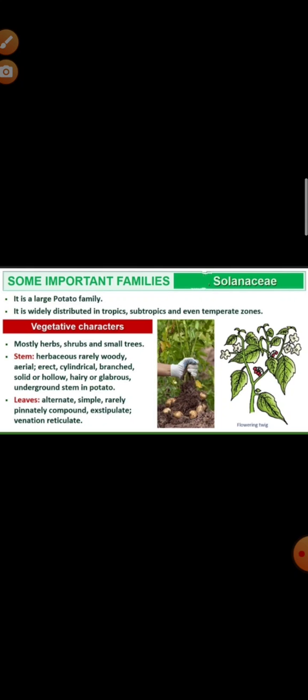How will be the fruit? The fruit will be berry type in brinjal and tomato, drupe type in case of Brunfelsia, and capsule in case of Datura. Okay, and floral formula you see here, it's given: actinomorphic, bisexual, calyx, corolla, androecium, and gynoecium. And there is a bracket you can see in case of calyx, corolla, and gynoecium. So this bracket will mean it is fused.